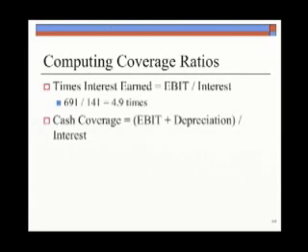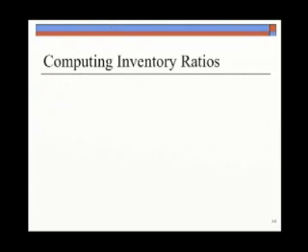The next is the cash coverage. We take the EBIT, or operating income, and add depreciation and divide that by interest. That's because depreciation is really a non-cash expense. This gives us a better idea of what we have. And then inventory ratios.